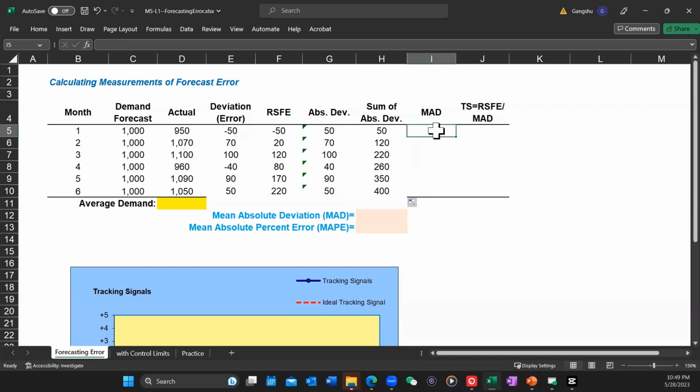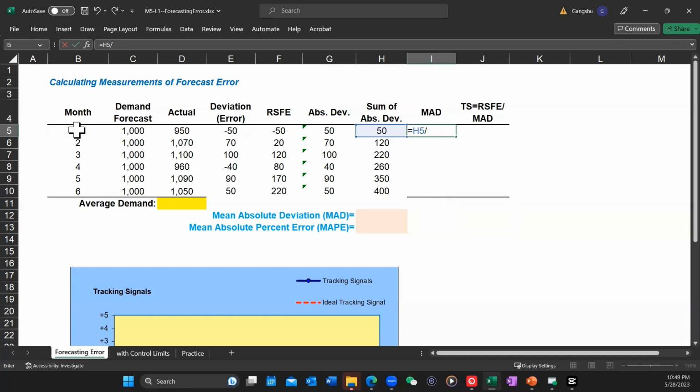The MAD will be equal to the sum of the absolute deviation divided by the number of the month for that data point. In this case, we have 1, 2, 3, 4, 5, 6 for each month. So we can just call the number of the month. Here, I would like to remind you that if the month number is not starting from 1, we need to be careful to input the number of the month here, okay? So instead of B5, we probably need to put 1, right? We need to put 1.